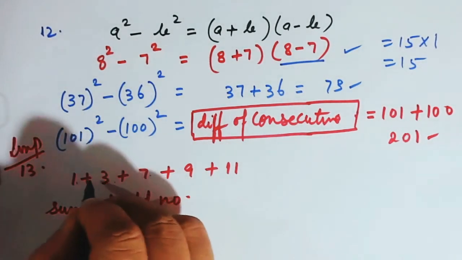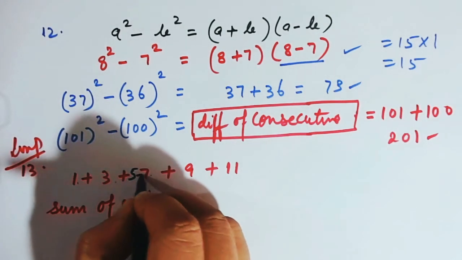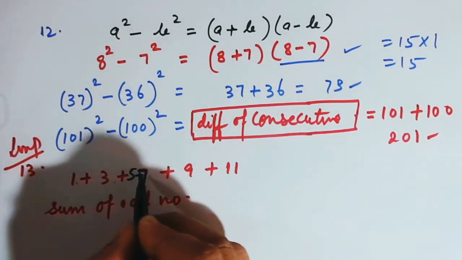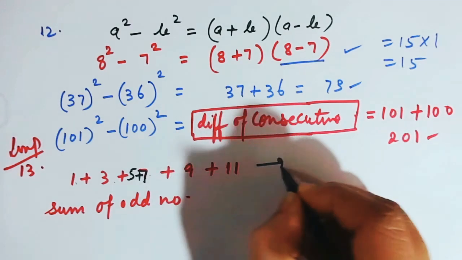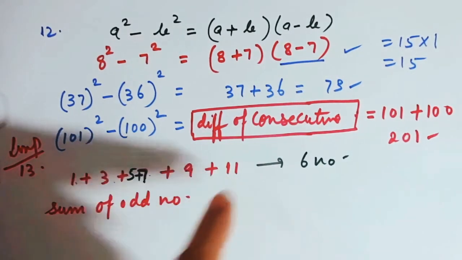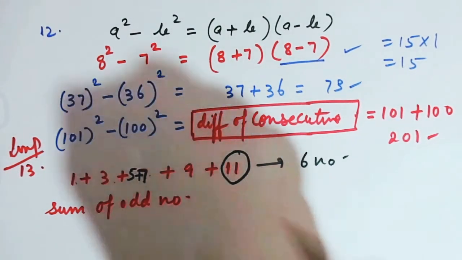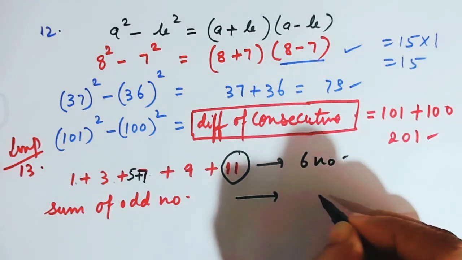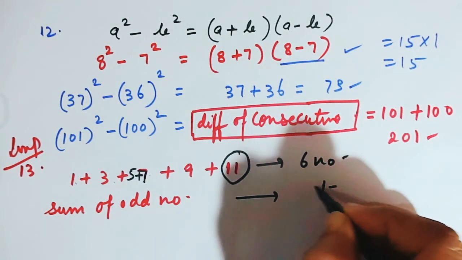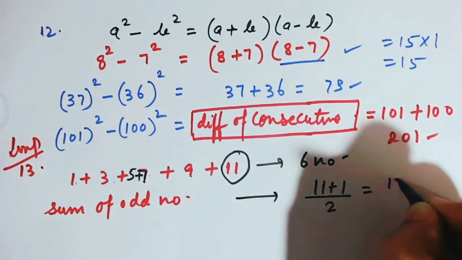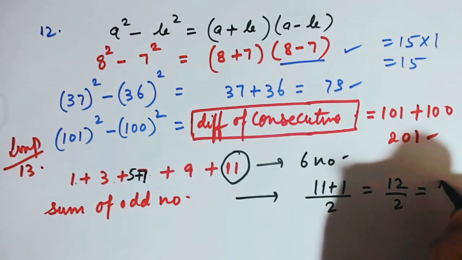One minute, I have left one of them: 1 plus 3 plus 5 plus 7 plus 9 plus 11. Okay, it happens. 1, 2, 3, 4, 5, 6, so 6 numbers are there. Please notice the last number, 11. How to obtain the number of numbers? It can be obtained by adding 1 to the last number and dividing by 2, so you will get 12 by 2, which is 6.